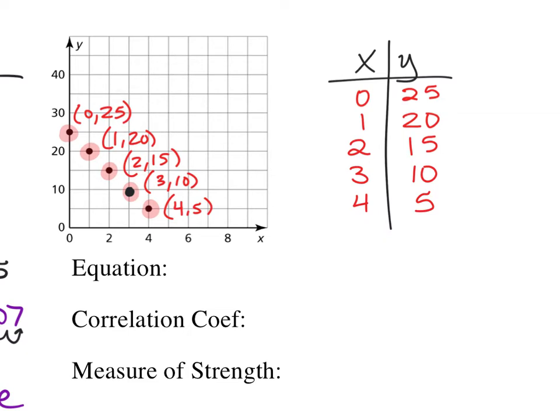Okay, so we go to stat, we go to edit. Now you do already have stuff in your L1, L2. There's a bunch of options for what you can do about this. Number 1, you could just start typing over them. 0, enter, look, it replaces it. 1, enter, 2, enter, 3, enter, 4, enter.